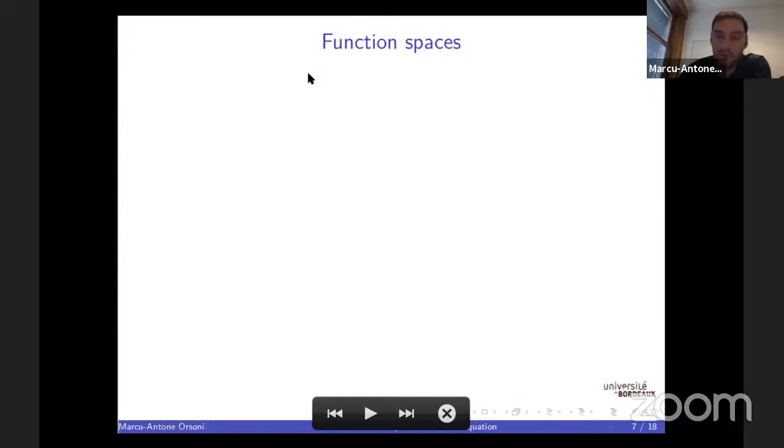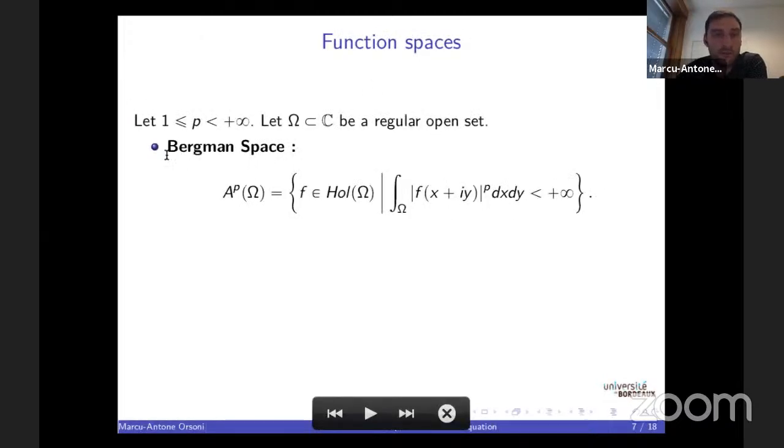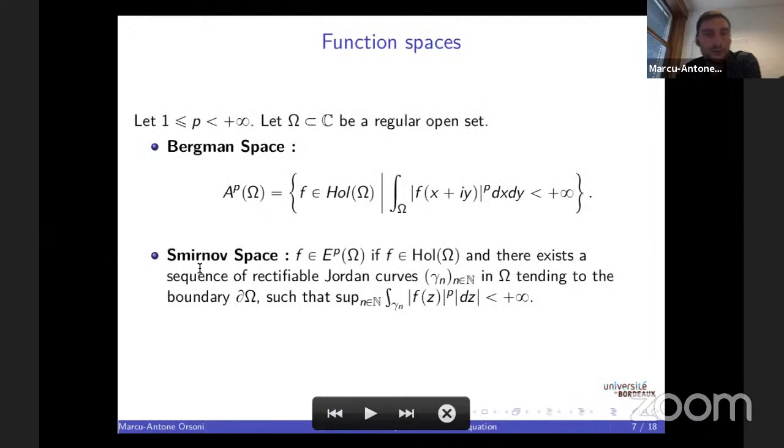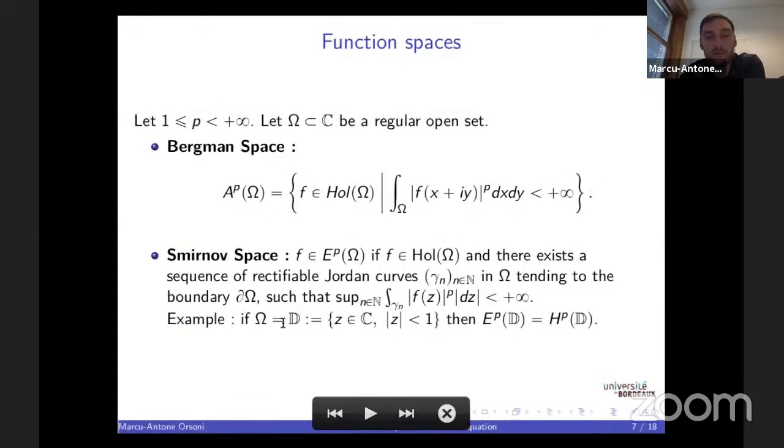I will give you some definitions of analytic function spaces. The first one, the Bergman space. It's a space of functions which are holomorphic on the domain and in L^p. And the second one is a Smirnov space. A function is in this space if it is holomorphic on the domain and if there exists a sequence of rectifiable Jordan curves which tend to the boundary and such that this thing is finite. In fact, it's a kind of L-infinity L^p norm. Okay. And if I take omega to be the unit disk, we obtain the classical Hardy space of the unit disk.